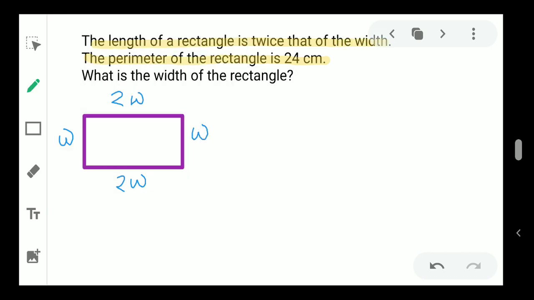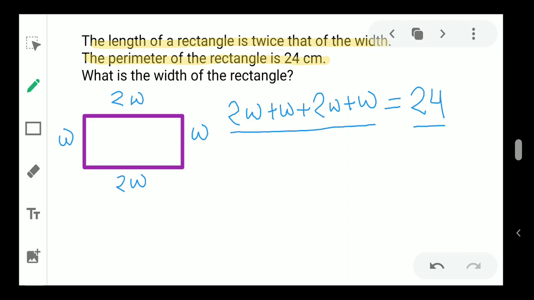So using those conditions, I can write that my perimeter, that means 2w plus w plus 2w plus w, is equal to 24, which is already given in my question. So ultimately I can write here, see how many 2w's are there? 2w and 1w becomes 3w. 3w and 2w becomes 5w. 5w and another 1w becomes a total of 6w.